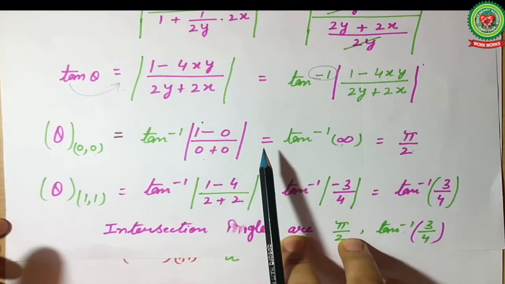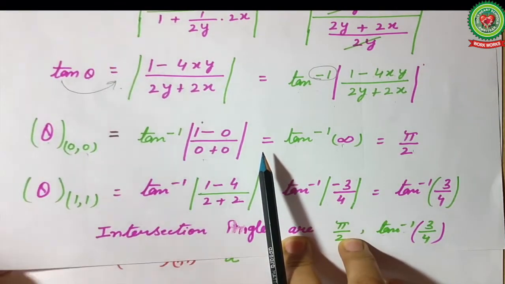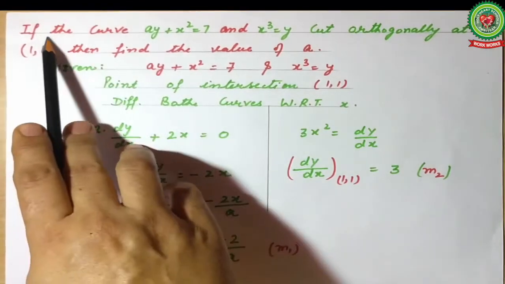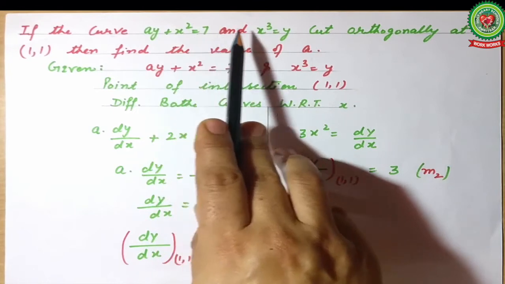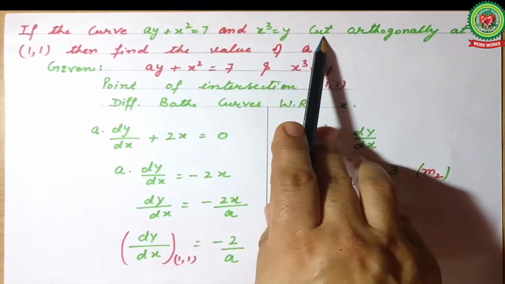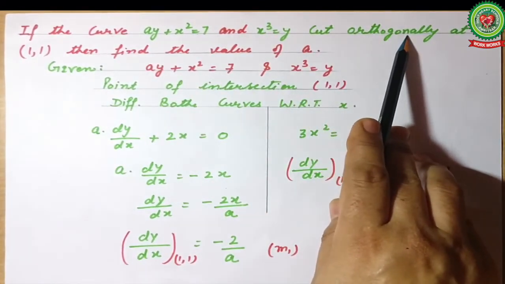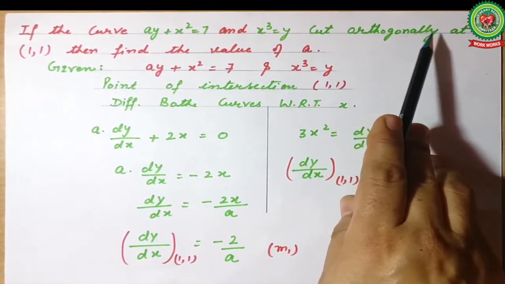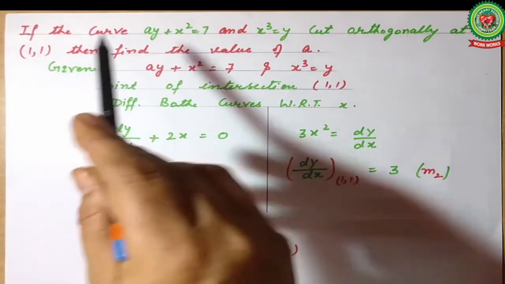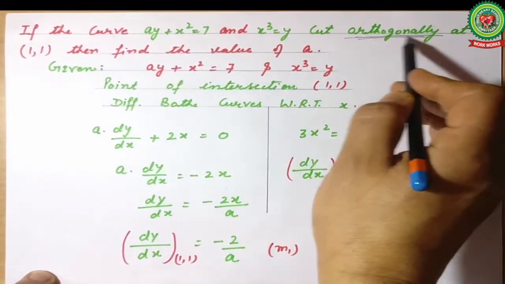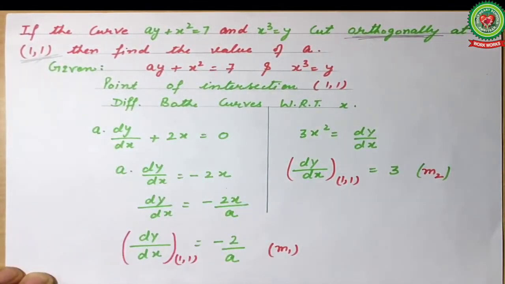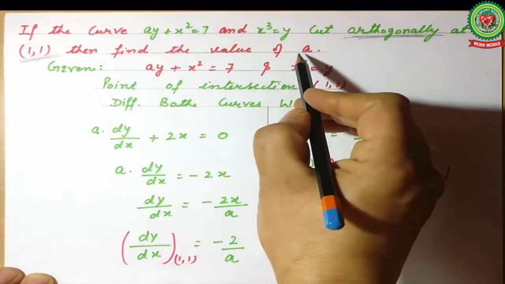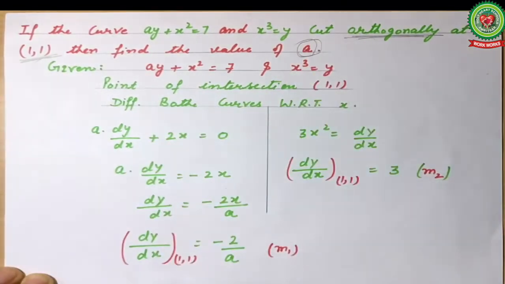Now I am taking one more example for more understanding. Two curves are given: ay plus x square is equal to 7 and x cube is equal to y, and they cut orthogonally. The condition is already known: m1 into m2 is equal to minus 1. The point 1, 1 is already given by the orthogonal condition, so there is no need to find the point. We have to find only the value of a.